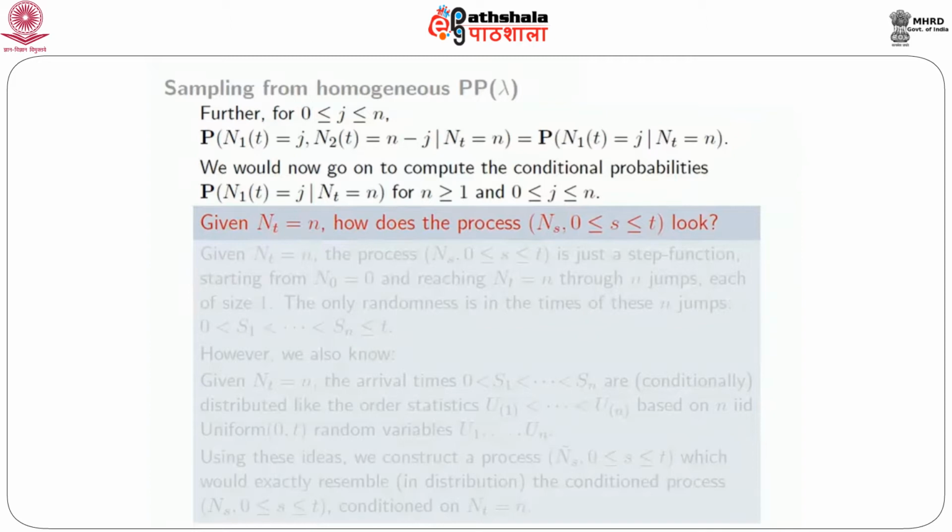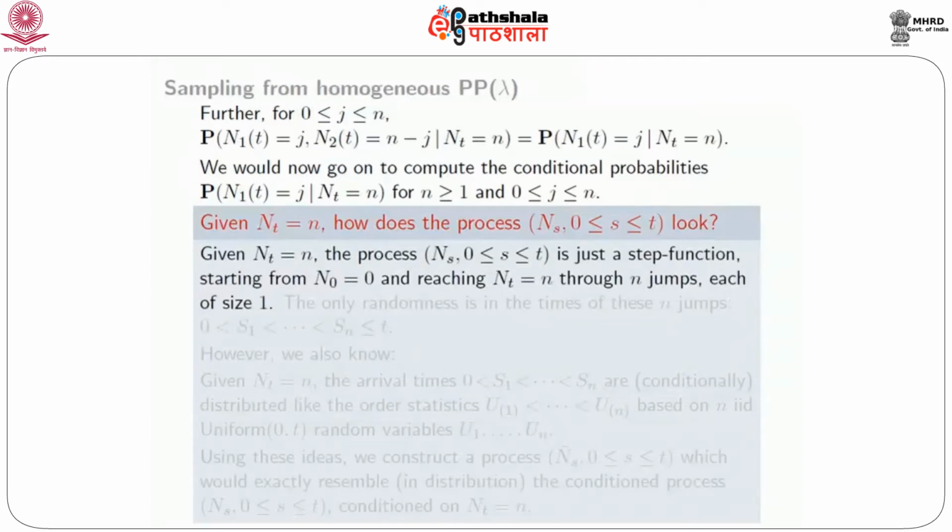Because given N_t equal to n, if N1_t is j, N2_t has to be n minus j. So we would now go on to compute the conditional probabilities, the probability that N1_t equals j given N_t equal to n, for j between 0 and n. To do this, it's a very interesting idea.